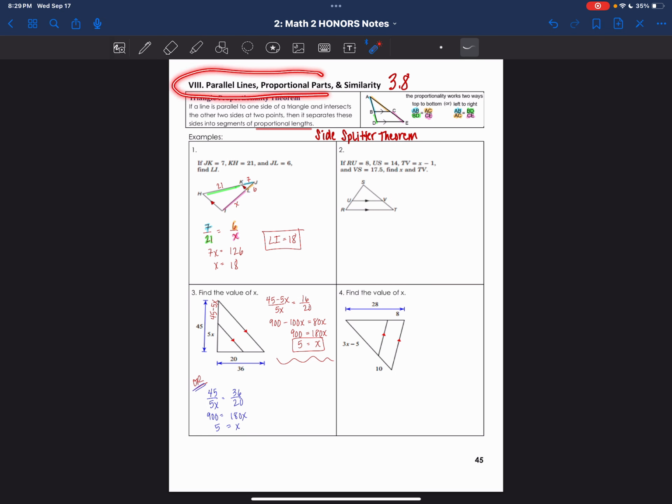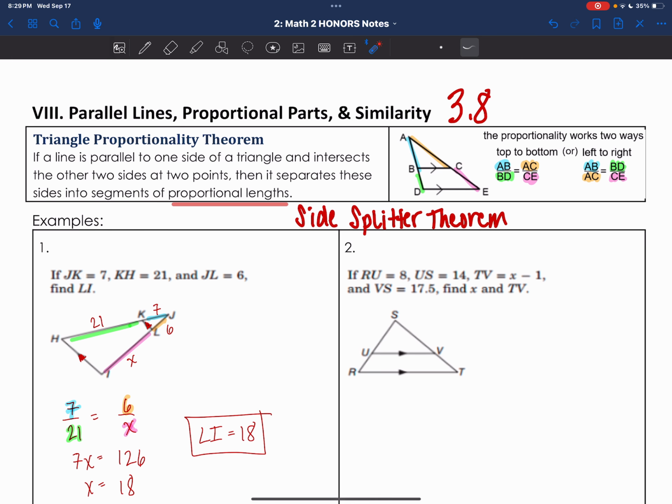All right, today we're going to talk about parallel lines, proportional parts, and similarity. So first let's get into the triangle proportionality theorem. And that says if a line is parallel to one side of a triangle and intersects the other two sides, then it separates these segments into proportional sides. It's also called the side splitter theorem because you're splitting one of the sides.